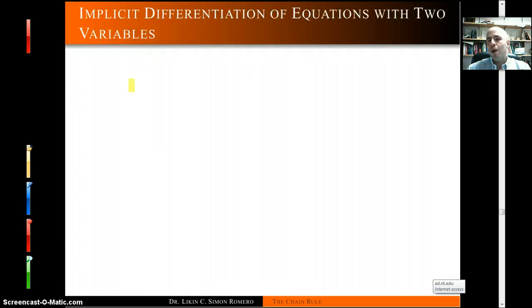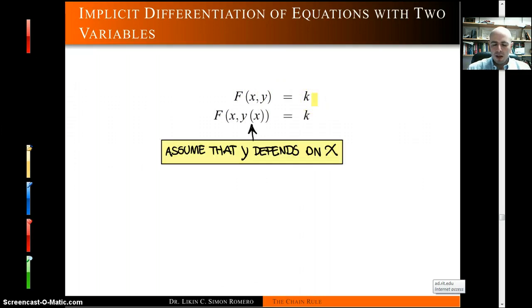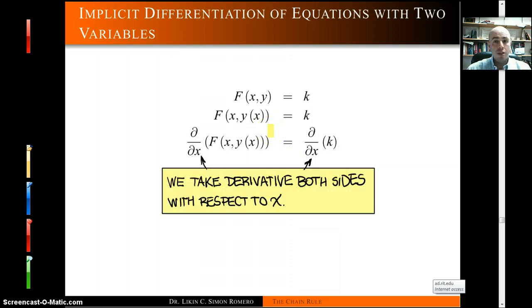So now we're going to try to formalize what we were doing in the old implicit differentiation. We have an equation that has x and y equal to a constant. In other words, we have a function of two variables equal to a constant. So assume that y depends on x. Then we take the derivative of both sides with respect to x. This is a chain rule.